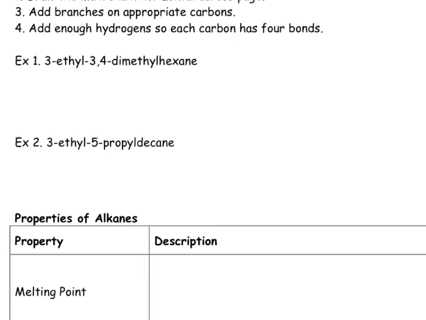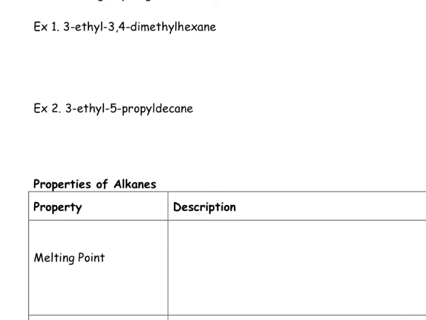So let's draw 3-ethyl 3,4-dimethylhexane. So notice in my name the root is hex, so that means I need to draw 6 carbons straight across my page. Now, if I start by numbering them left to right, so this is carbon 1, 2, 3. I need an ethyl group on carbon number 3. Eth, remember, is 2 carbons long.